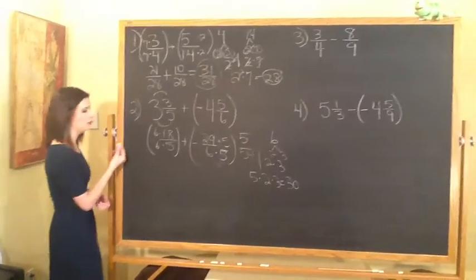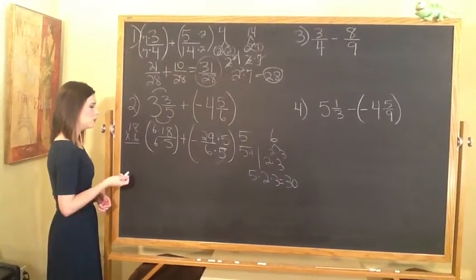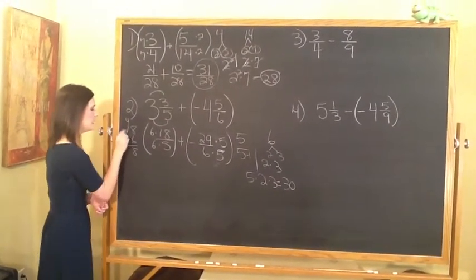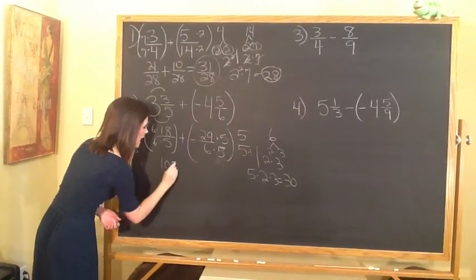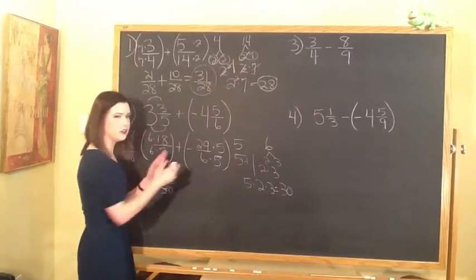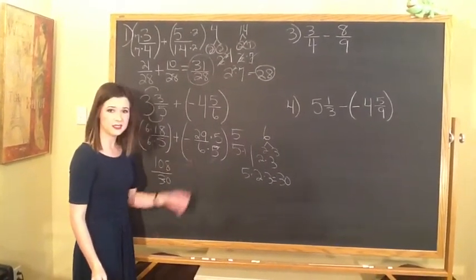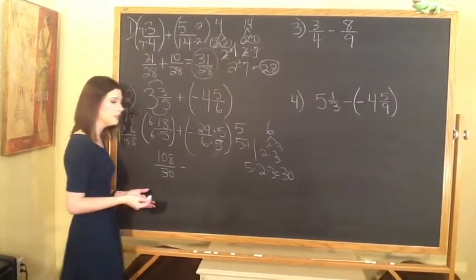I'm going to kind of do my work off to the side. I have 18 times 6. So 6 times 8 gives you 48. 6 times 1 gives you 6 plus 4 gives you 10. So now we have 108 over 30. So that's done. And I'm going to go ahead just right here to change our plus and negative to a subtraction sign, because we know that we're subtracting in the long run.